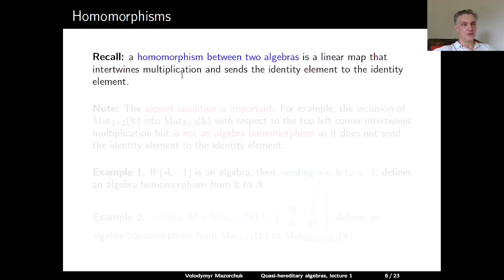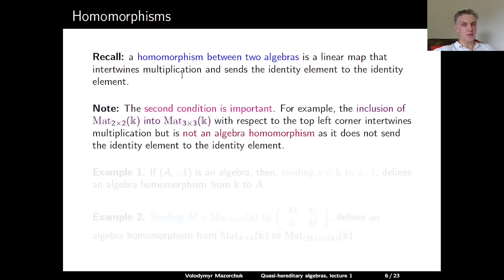Next, let us talk about homomorphisms. Recall that a homomorphism between 2 algebras is a linear map which intertwines multiplication and sends the identity element to the identity element. Note that the second condition is important. For example, we can start from the algebra of 2 times 2 matrices and embed it into the algebra of 3 times 3 matrices with respect to the top left corner. This embedding intertwines multiplication. However, it's not an algebra homomorphism because the identity matrix in 2 times 2 matrices is not sent to the identity matrix in 3 times 3 matrices.